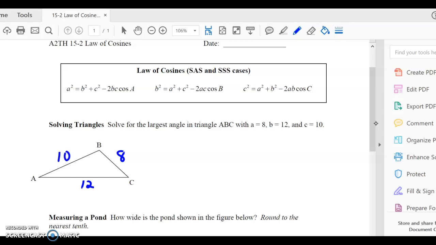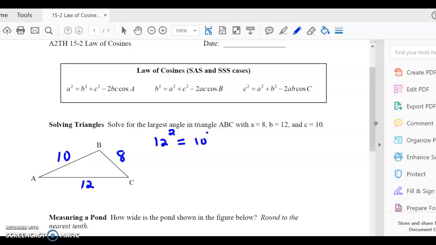Now, geometrically, we know this makes a triangle because the two smaller sides add up to be bigger than the third. When using the law of cosines, it's very important that you solve for the biggest angle in the triangle first. So in that case, this would be angle B. So we want to isolate the side opposite angle B, so that goes on the left-hand side. Whatever angle you're solving for, the side opposite it must be isolated on the left-hand side.